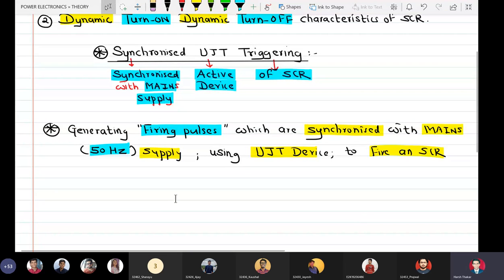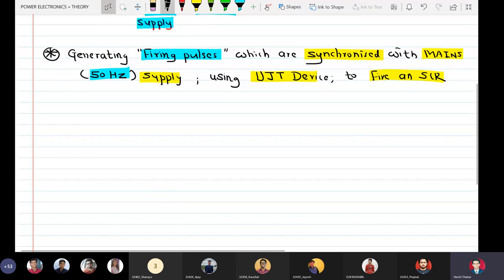You will be able to appreciate it at the end of the discussion why we are telling that this topic actually refers to generating firing pulses which are synchronized with mains or 50 Hz supply using UJT device to fire an SCR. The question comes why there is a need to synchronize the firing pulses with the main supply. The reason is this.